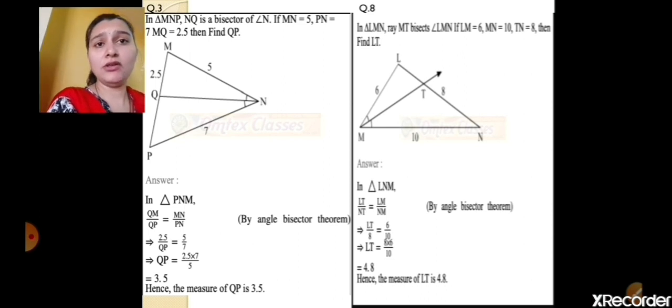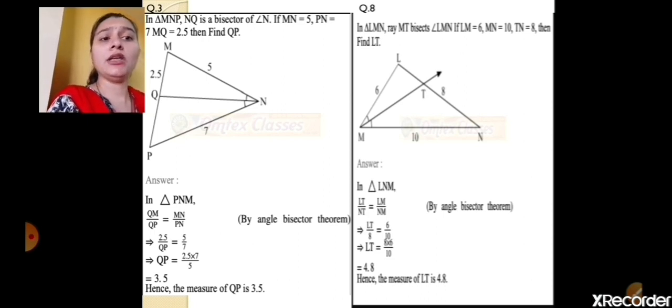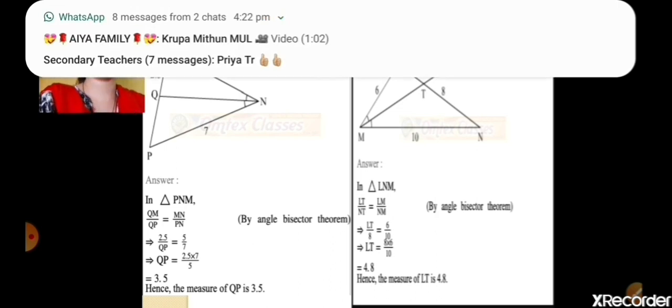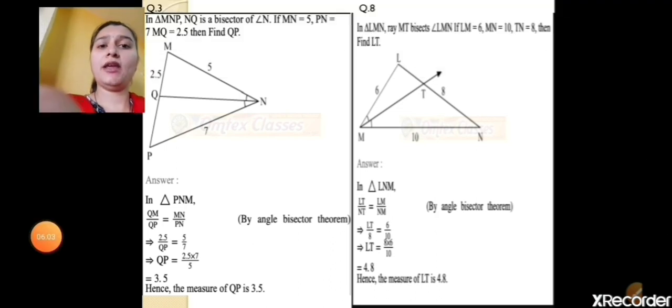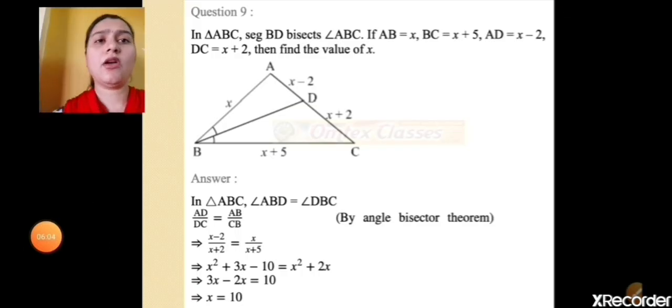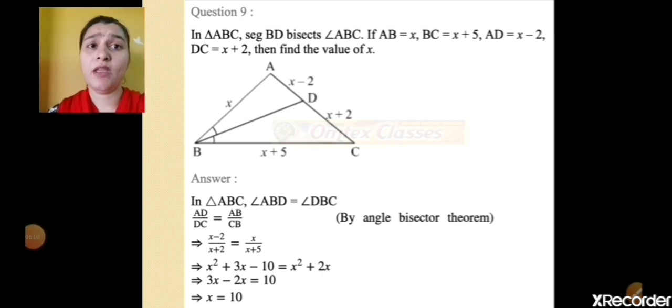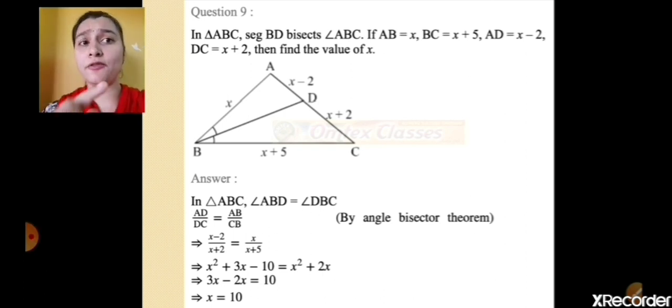So write the values. LT upon 8 is equal to 6 upon 10. Cross multiply. So LT will be 8 into 6 upon 10 is equal to 4.8. Hence the measure of LT is 4.8. Now let me move to the next question. Question number 9. I have taken this sum purposely because this sum is little different.